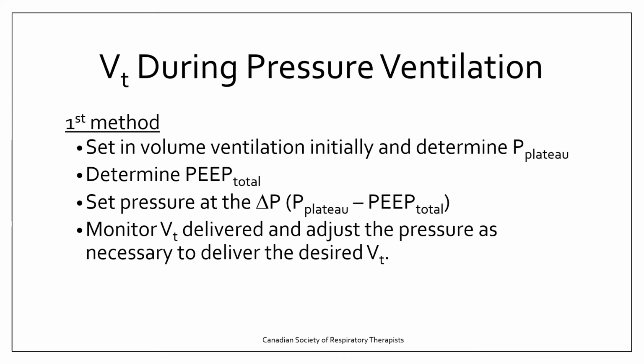So it's a good way to have an initial pressure setting to deliver on the ventilator so that we can achieve what tidal volume we would like to have. So you will then switch the patient over to pressure control ventilation, dial in whatever number it is, that delta P between plateau and PEEP, and look at your tidal volume and adjust as necessary to make sure that you're achieving the desired tidal volume that you want.